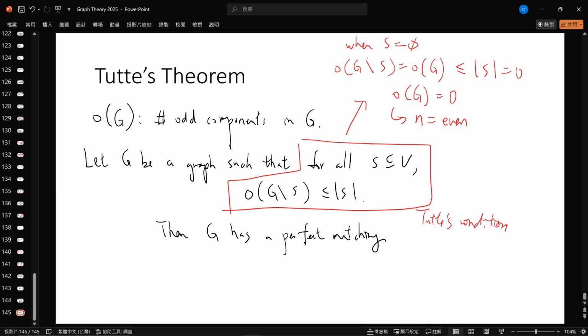But we need more than that, because even if the graph has an even number of vertices, it does not mean that we have a perfect matching. So we cannot finish the proof today, because we're going to prove this by induction on the number of vertices. So today we can consider the induction basis.